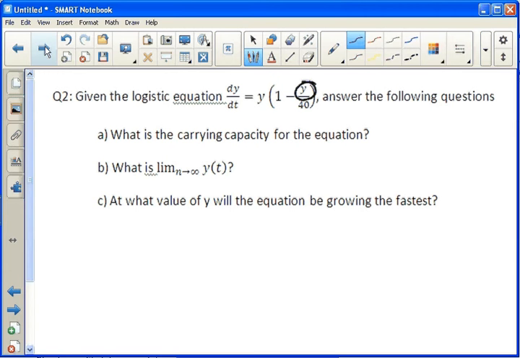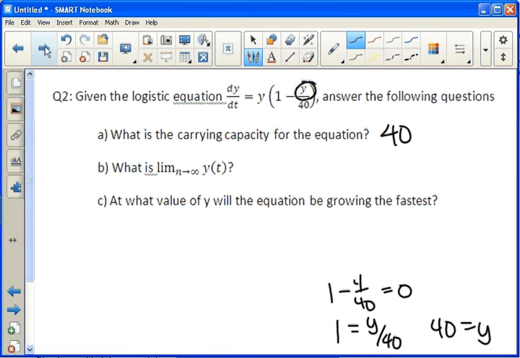In other words, if you need to solve for it, you could do 1 minus y over 40 equals 0. So then you would add y over 40 to both sides, multiply both sides by 40, and you get 40 equals y. That is the carrying capacity, whatever number you would plug in for y that would make what's inside the parentheses 0. Part B asks what the limit as n approaches infinity, so that should actually be t approaches infinity, my mistake there.